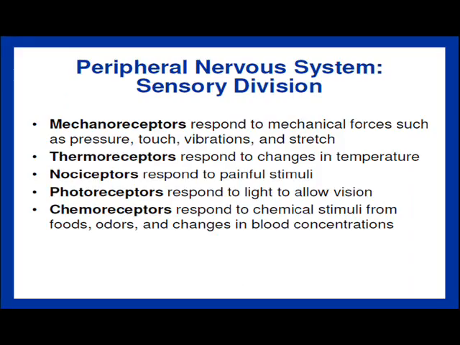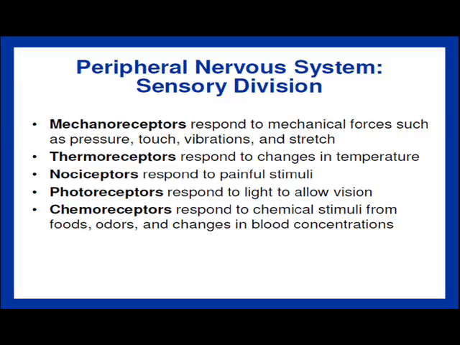In terms of the sensory division, bringing information in from the environment, we've got receptors we need to talk about briefly. Mechanoreceptors, thermoreceptors, nociceptors, photoreceptors, chemoreceptors. Mechanoreceptors respond to mechanical forces such as pressure, touch, and vibration. Thermoreceptors respond to changes in temperature. If something's hot, I know it's hot. Nociceptors respond to painful stimuli.